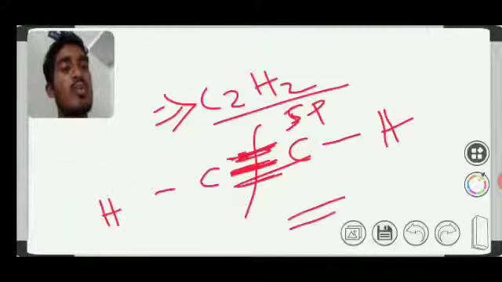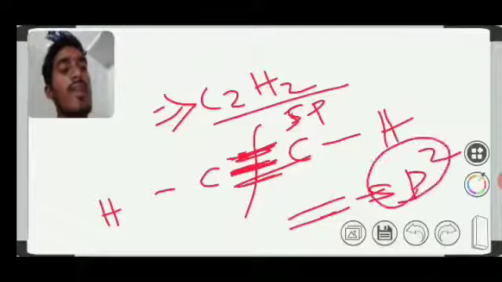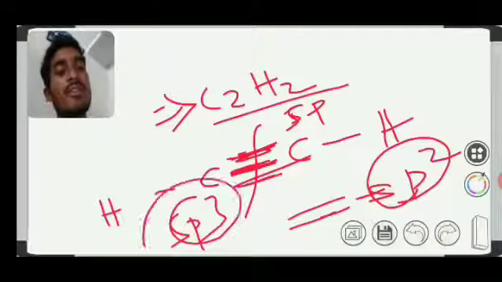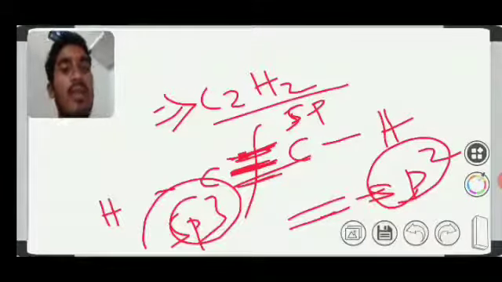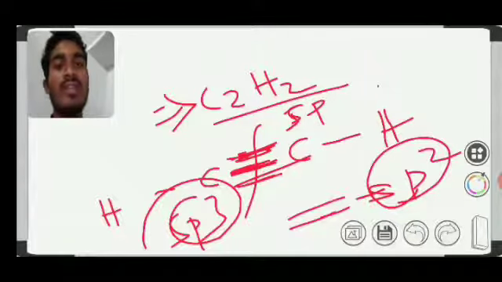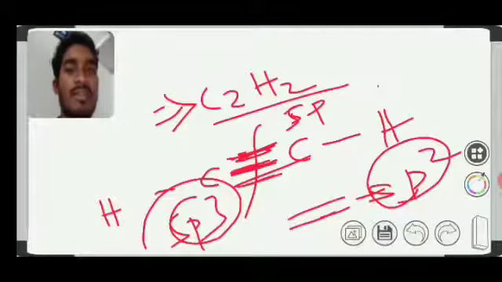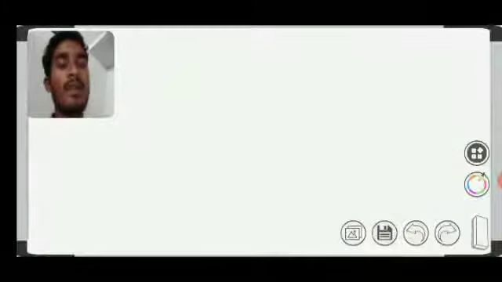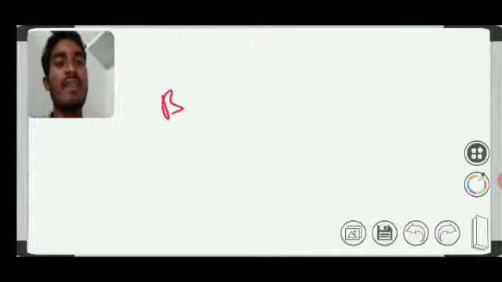Remember these three: alkane, alkene, alkyne. Alkyne is always sp hybridization, alkene is always sp2, and alkane is always sp3 hybridization, right? Remember these words that I am saying. Next we will see the structure of beryllium chloride.